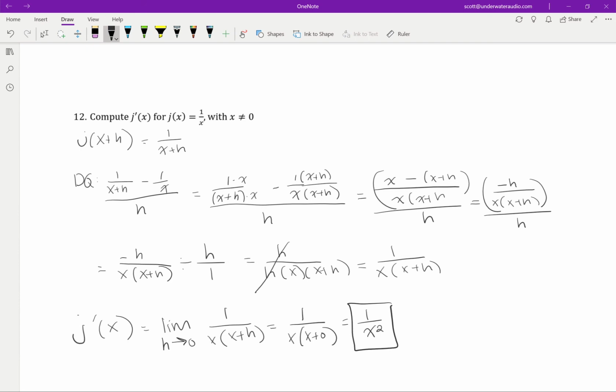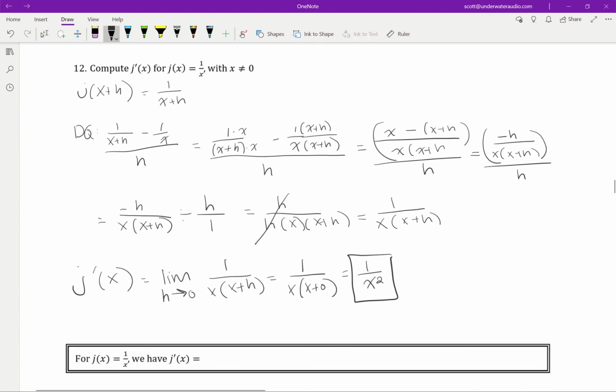So this is a little different from the problems we did before, but the process is exactly the same. You find the difference quotient, you simplify the difference quotient, and then you take the limit as h goes to 0. This is actually something we're going to need to remember for the rest of this class, that when you have the function 1 over x, the derivative is 1 over x squared. Pretty cool.